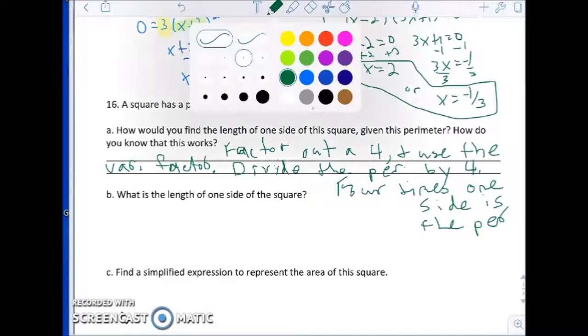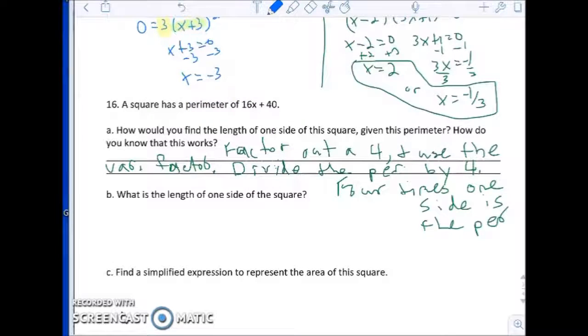Alright. What is the length of one side? So 16x plus 40 is the same as 4 times 4x plus 10. So this is the letter S for side equals 4x plus 10.